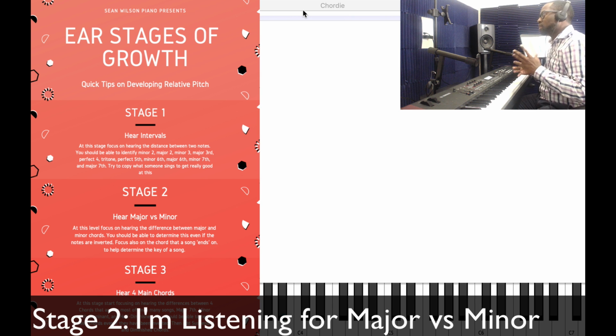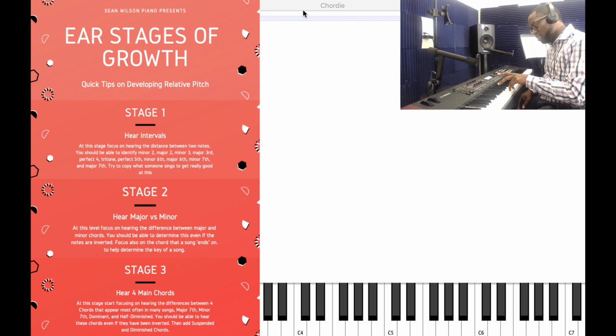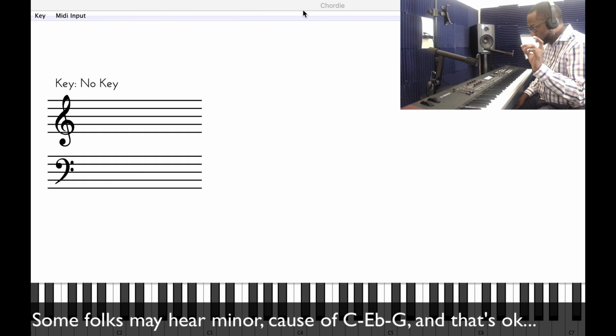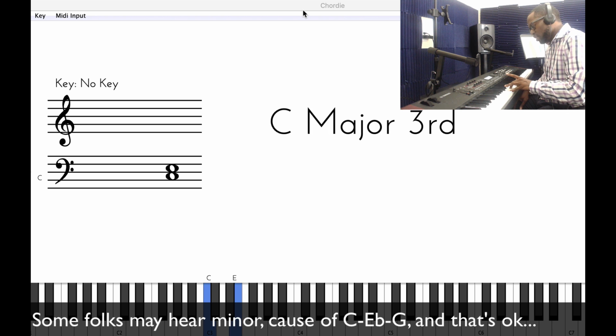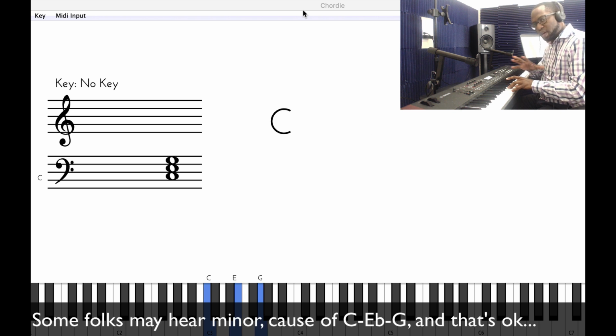And in stage 2, the only thing that I'm concerned about is just being able to recognize the difference between major and minor. Now, I do want to mention that if you're including the bass note with this, it changes everything because the bass note's a C. That's going to change everything. In stage 2, the only thing you're trying to hear is the distance, because what matters is between that first note of a chord and the middle note will kind of tell you whether something is major or minor or not. Anyway.